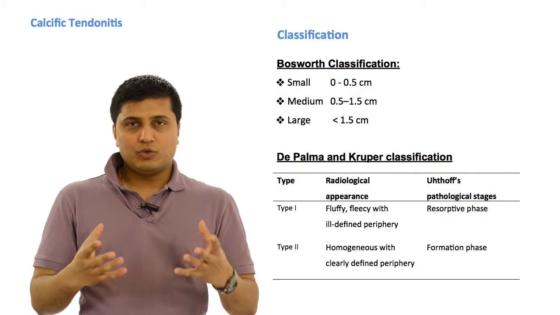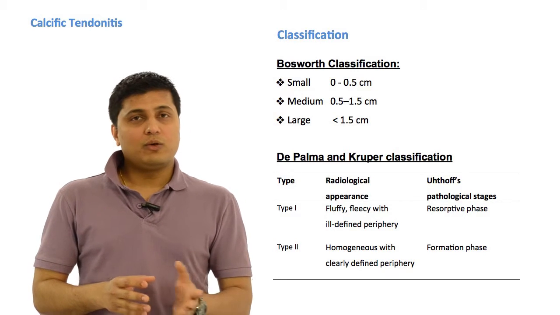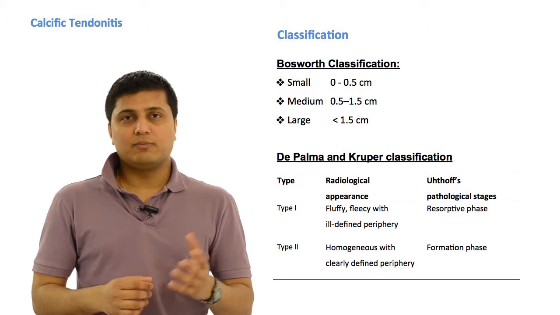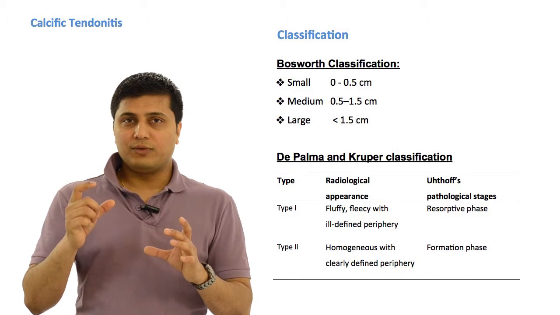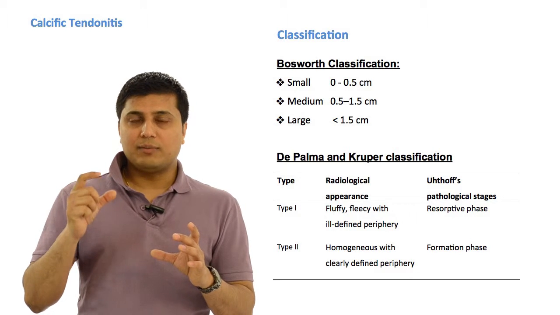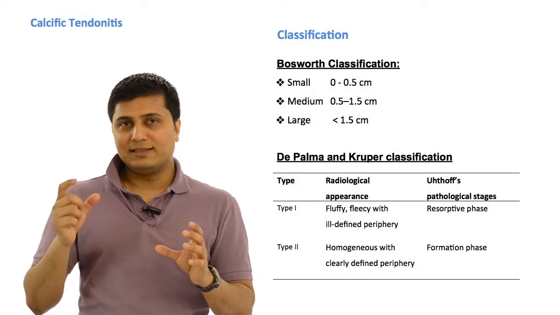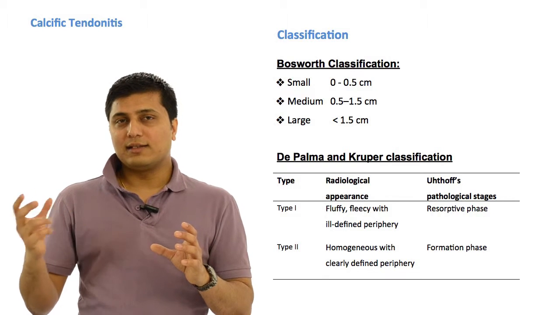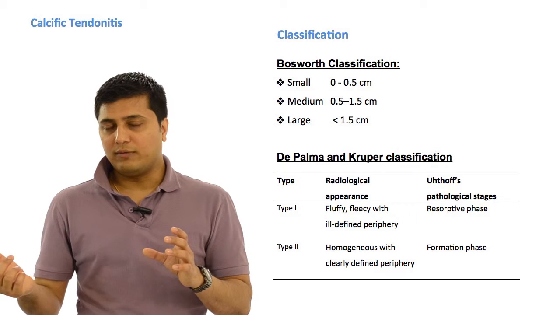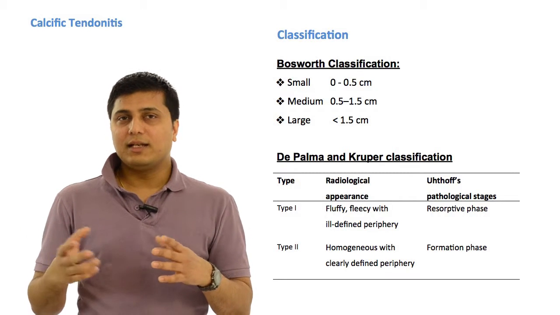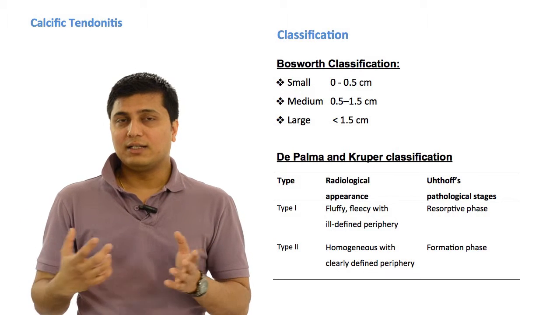If you look into how to classify calcific tendinitis, there are a few classifications which are worth mentioning. There is the Bosworth classification, which takes into account the size of the calcific deposits which appear in plain radiographs. If the size of the calcific deposit is less than 0.5 centimeter, it's classified as small. If it is between 0.5 to 1.5, it's classified as medium. Anything larger than 1.5 centimeter is classed as a large calcific deposit.